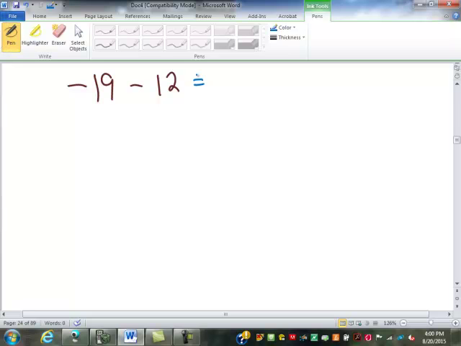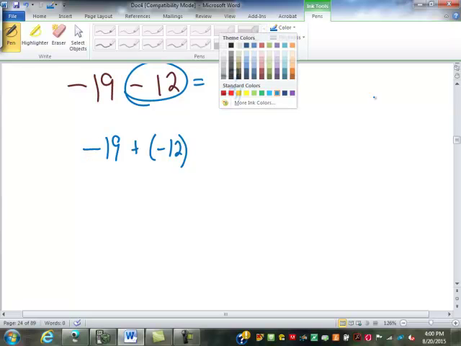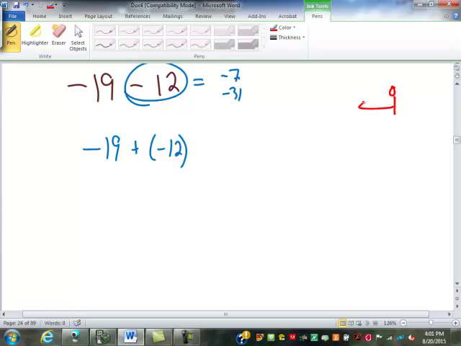What'd you get? So we got -7 and a -31. Let's see what we get. -19 doesn't change. This becomes plus a -12. Okay. 0, so -19, -12. Yep. This is -31.